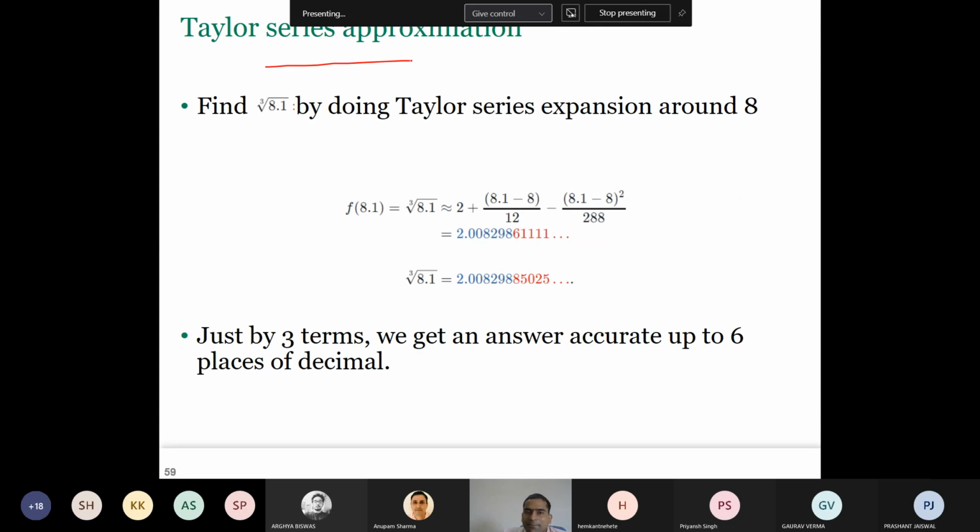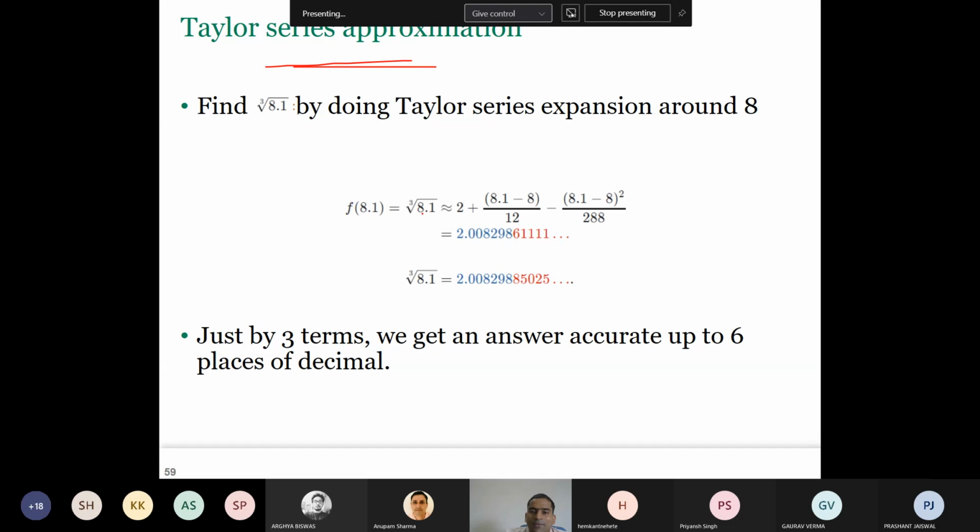Okay. Now here is a Taylor series approximation. By definition, this is an approximation, right? I'm sure at least you would have heard of what a Taylor series is. In a Taylor series, we write a polynomial to get the value of something, and depending on how many terms you take, you will get a more and more accurate answer.